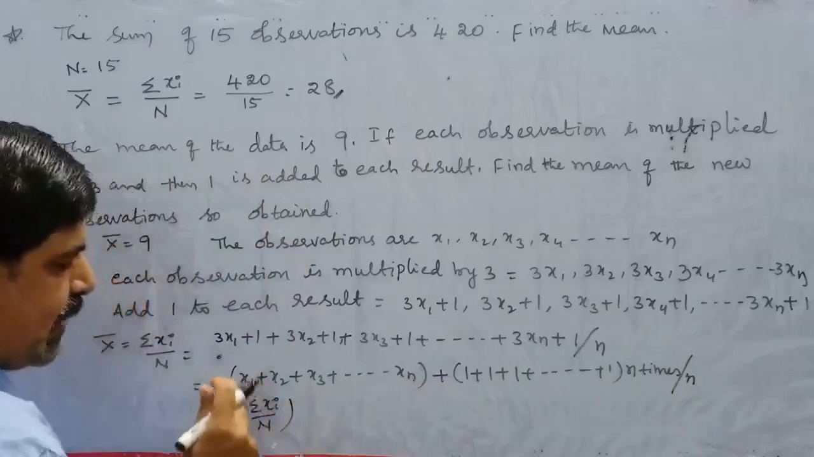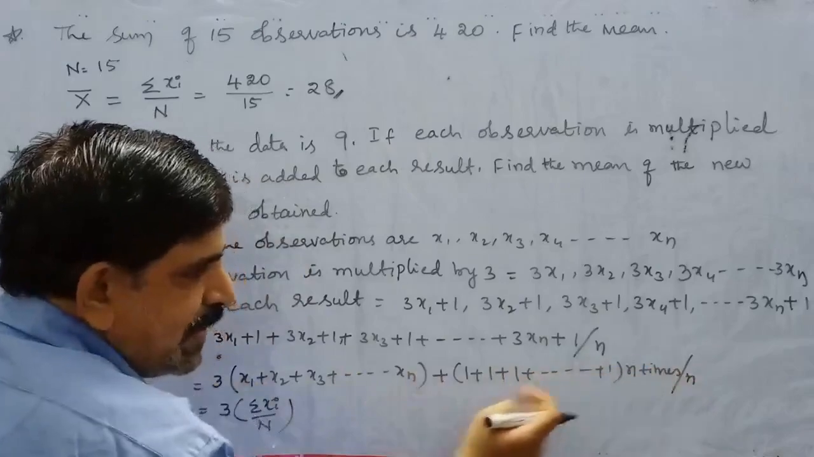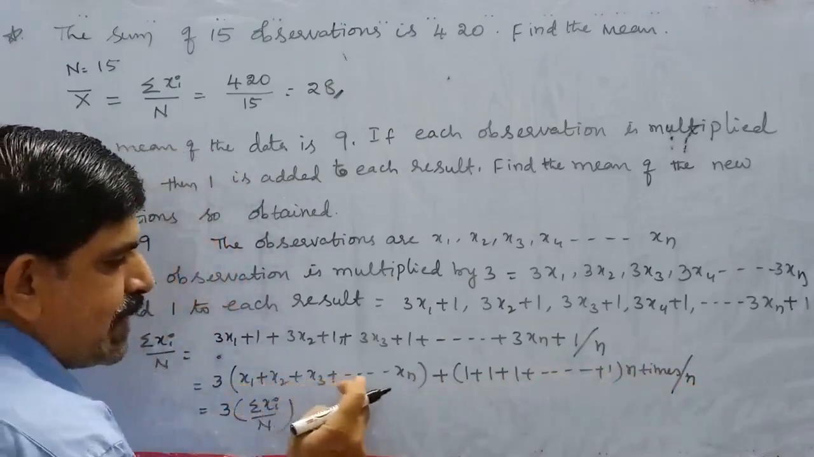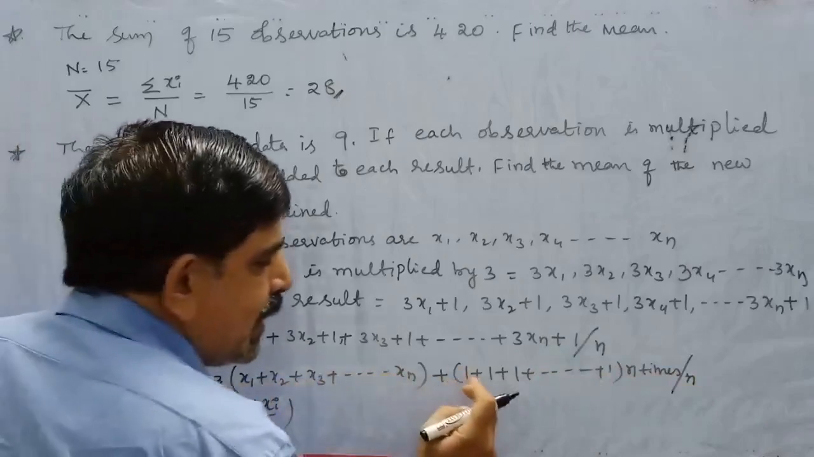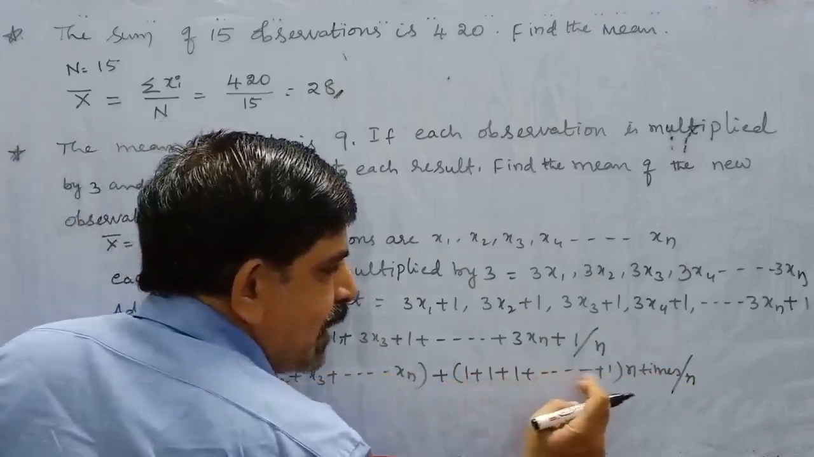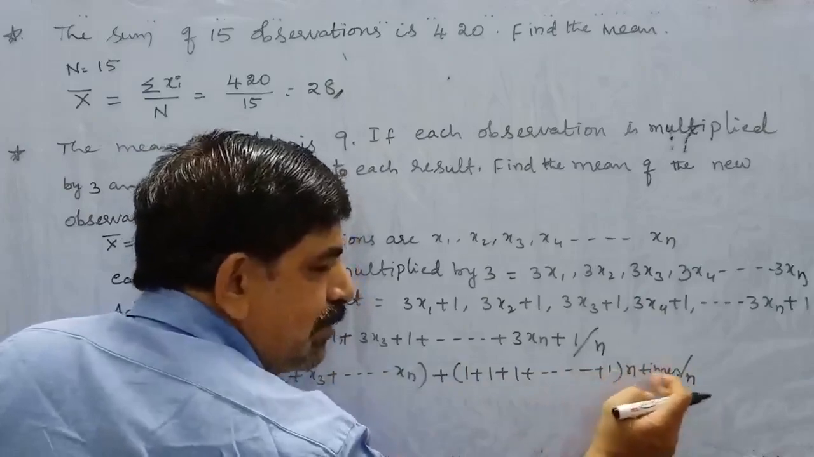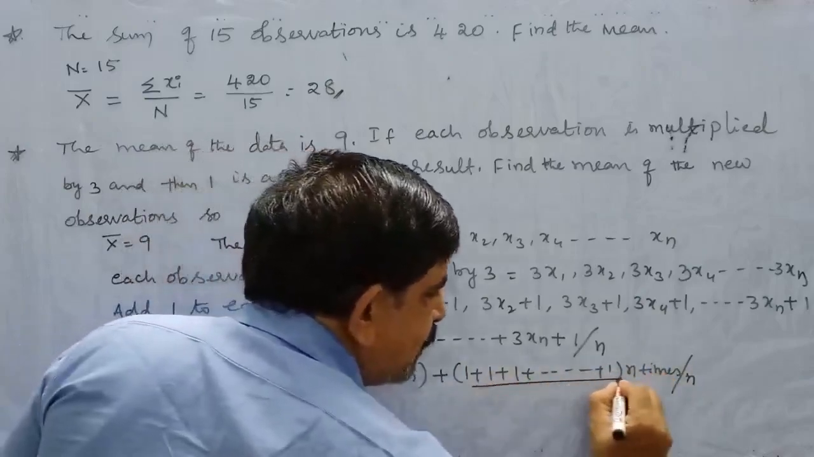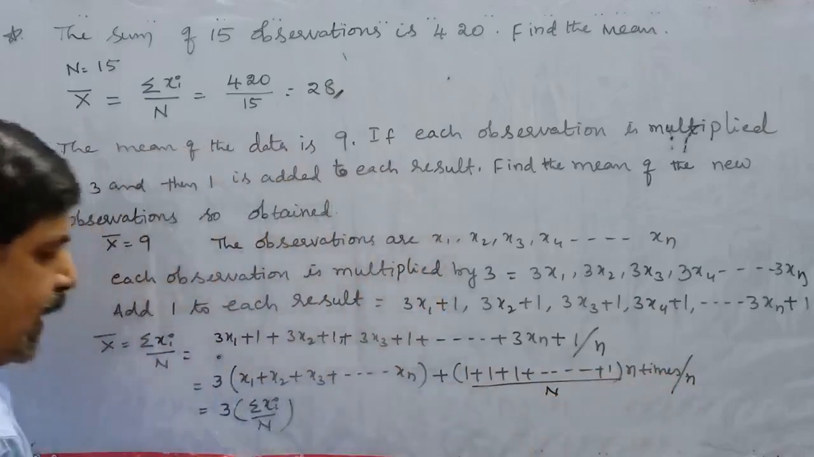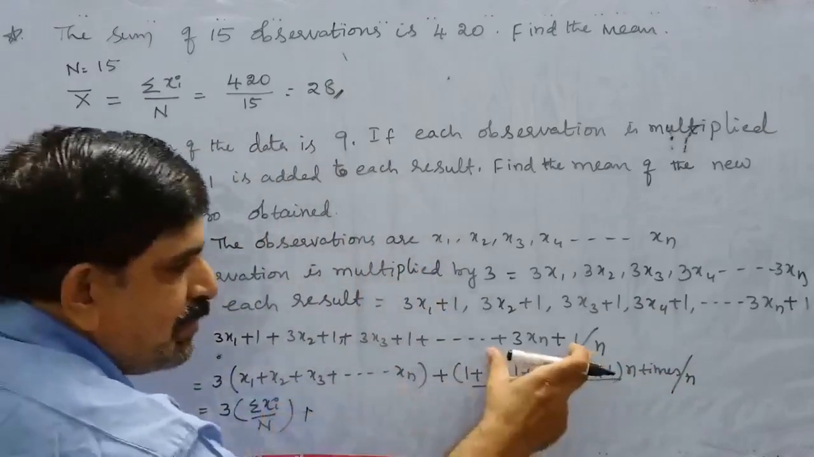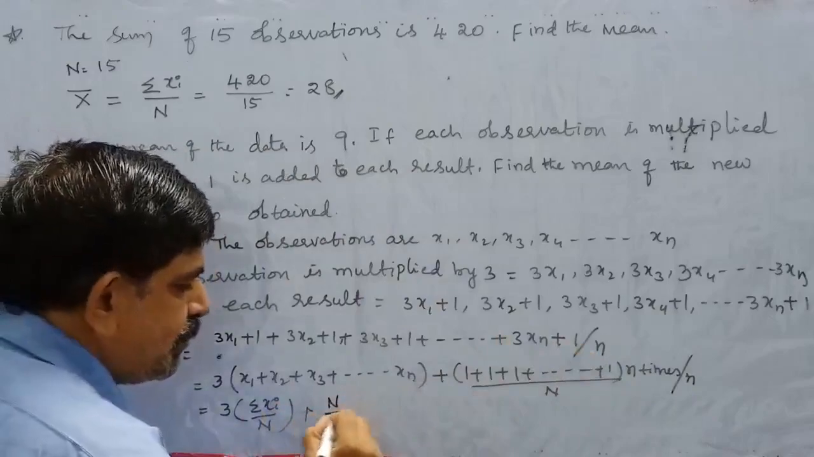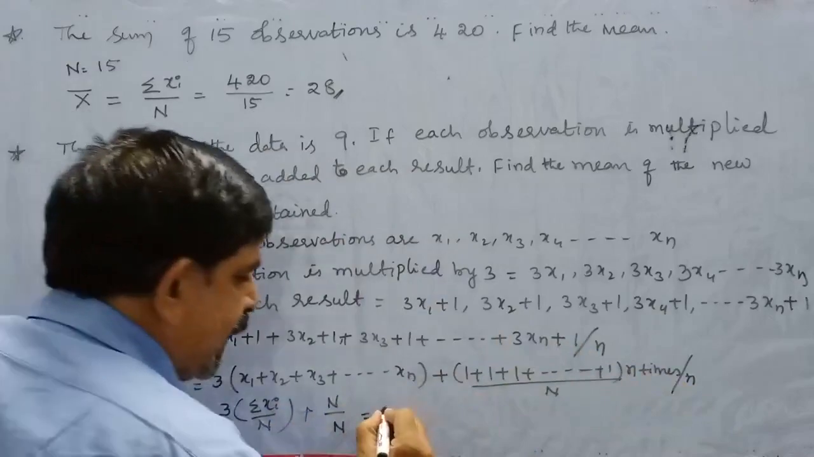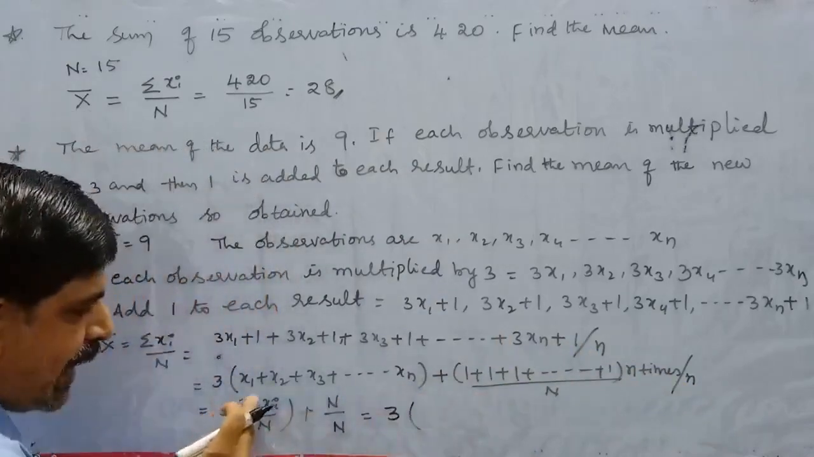I am writing this one as, if you split this one, you will get the n here. x1 plus x2 plus x3 and so on xn by n, plus 1 plus 1 plus 1 and so on, 1 plus how many times? N times. So this value is nothing but n here. Now instead of this I am writing n by n. This is equal to 3 into sigma xi by n.